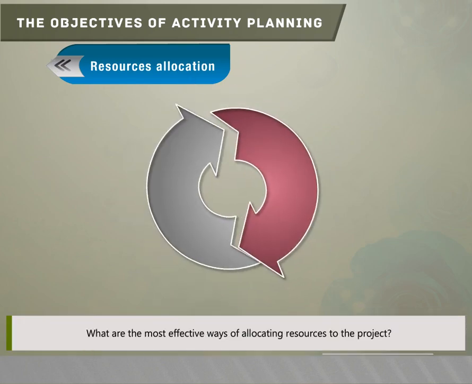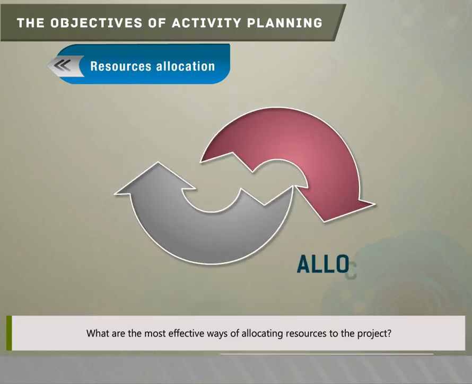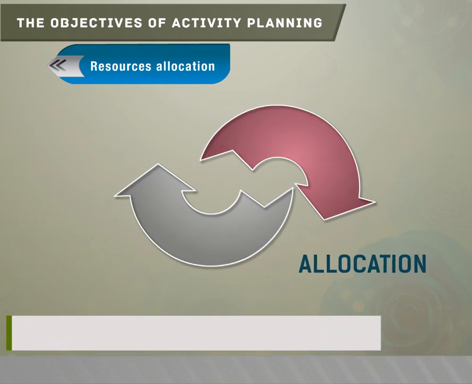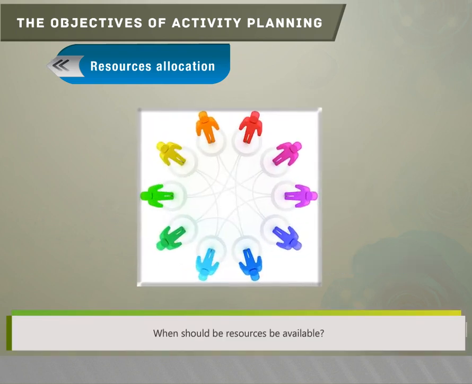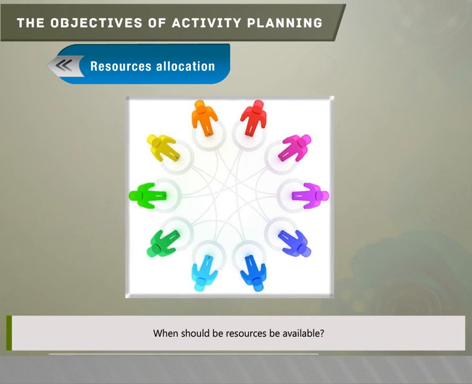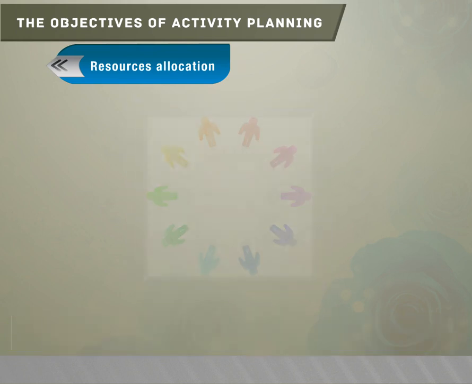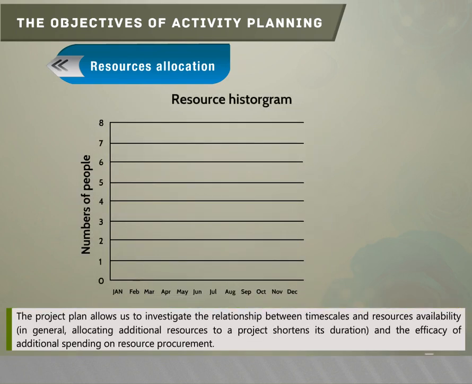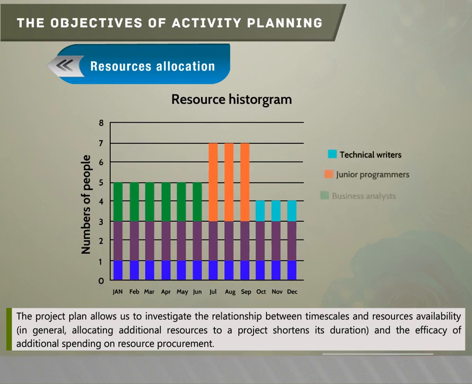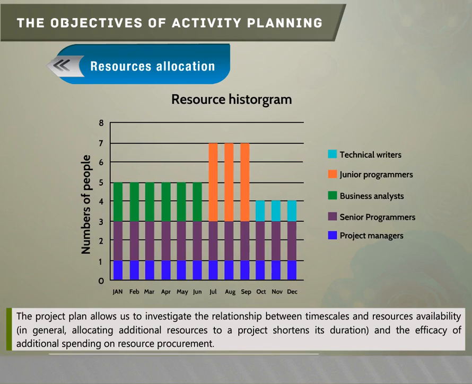Resource allocation. What are the most effective ways of allocating resources to the project? When should resources be available? The project plan allows us to investigate the relationship between timescales and resource availability. That is, in general, allocating additional resources to a project shortens its duration, and the efficiency of additional spending on resource procurement.